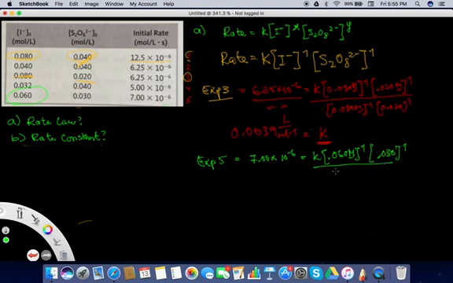Now we'll divide both sides by 0.060. I'm sorry, that's kind of messy. Let me rewrite that: 0.060 to the first times 0.030 to the first. And we'll divide both sides by the same thing, so we can cancel these out. And we're left with k. Now if you type this into your calculator, you will get the same value, 0.0039 liters per moles times seconds.